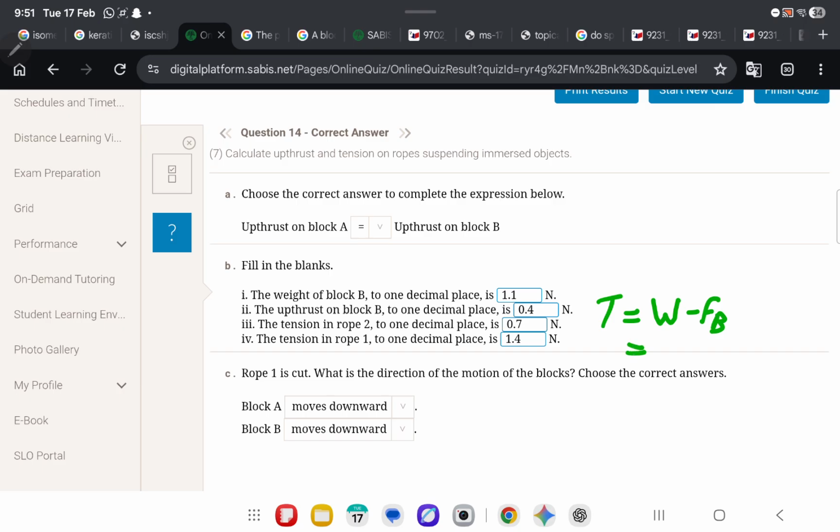So what can you say now? You can say that tension is equal to the weight, which is the weight of the block, 1.1, minus the buoyant force, which we said is 0.4. 1.1 minus 0.4 is 0.7.